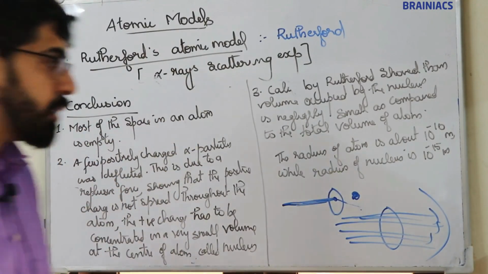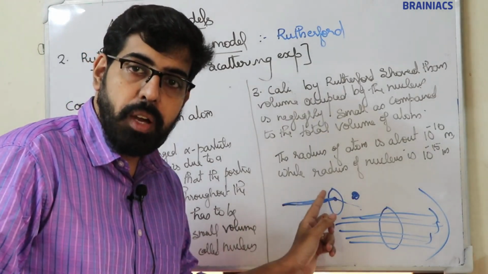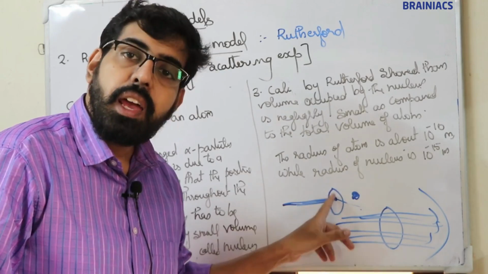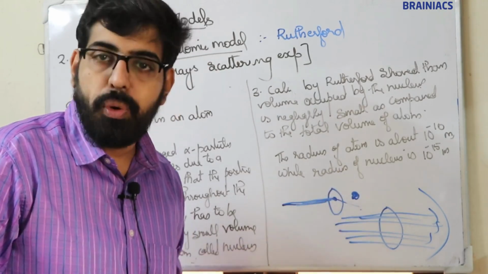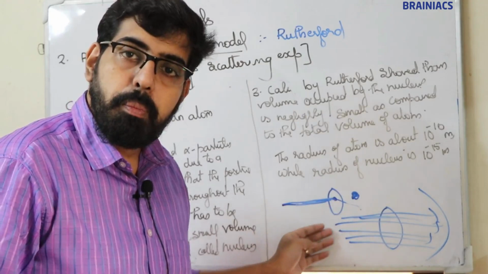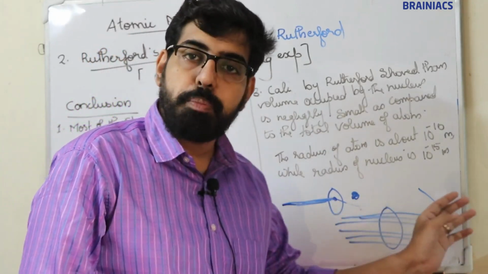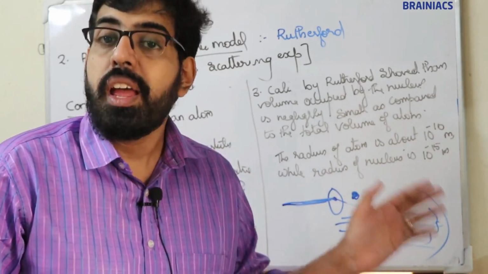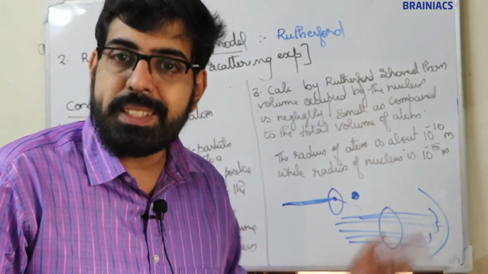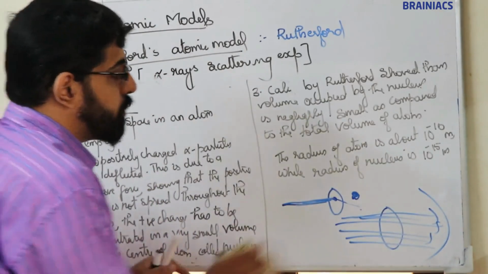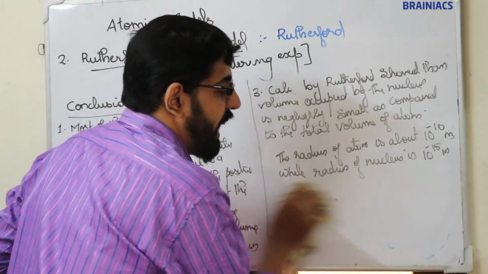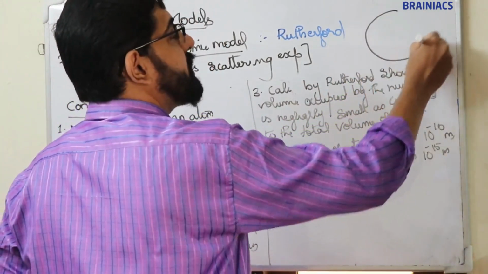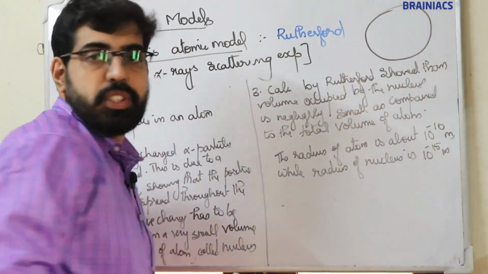This shows that most of the space in an atom is empty. When we pass alpha rays through a thin gold foil, the alpha rays penetrate it, and the majority of the time they pass through without any deflection. This shows that the majority of the space in an atom is empty.